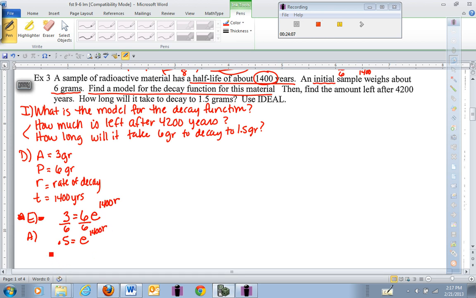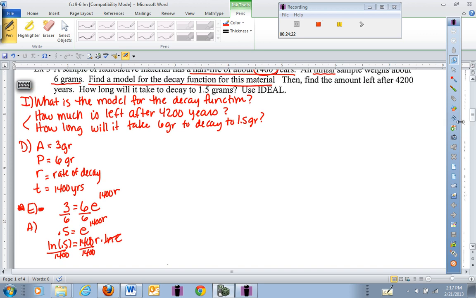This should not be shocking to you, that we're going to have a half. And now I'm going to natural log both sides. Natural log of e is 1. I'm going to divide by 1,400. So this is what I know: the rate is the natural log of 0.5 divided by 1,400. Now I'm going to start my L process by telling what my model is for my function.